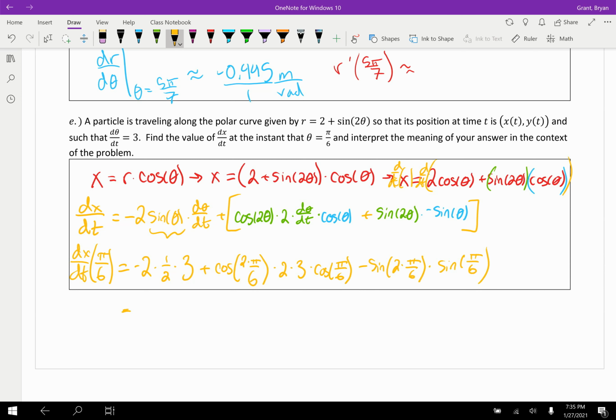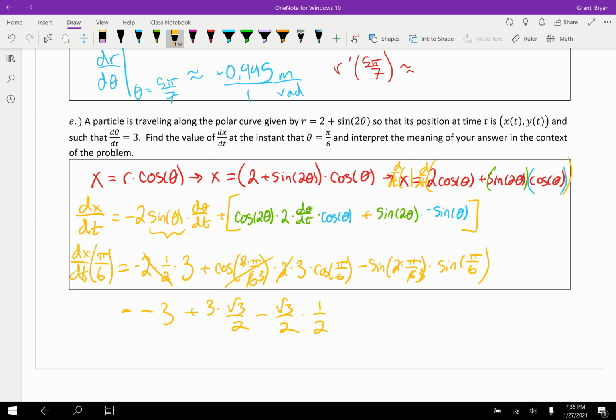However, we might as well clean this up. Cancel, negative 3. This becomes 3. Cosine of pi over 3 is 1/2. 1/2 cancels the 2. And so we end up with plus 3 times square root of 3 over 2. That's cosine of pi over 6, I think. This becomes pi over 3, so this becomes minus root 3 over 2. And sine of pi over 6 is 1/2. I really don't want to clean that up any further.